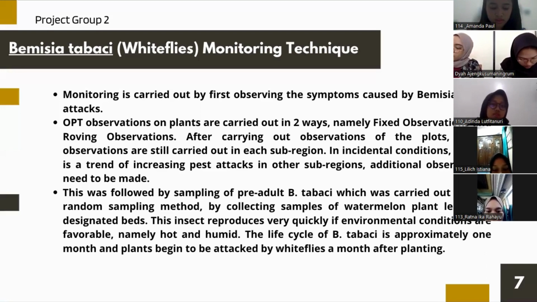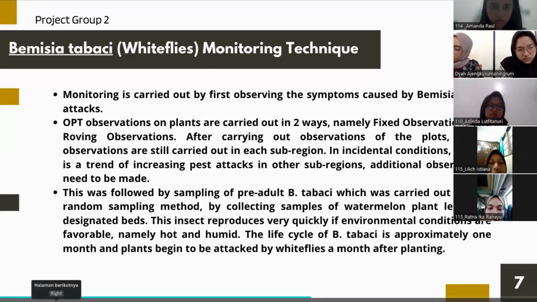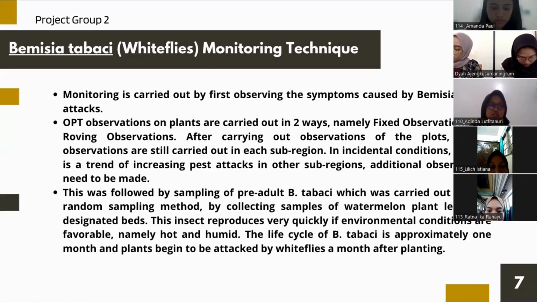By collecting samples of watermelon plants live in the designated beds. These insects reproduce very quickly if environmental conditions are favorable, namely hot and humid. The life cycle of Bemisia tabaci is approximately 1 month, and plants begin to be attacked by whiteflies a month after planting.